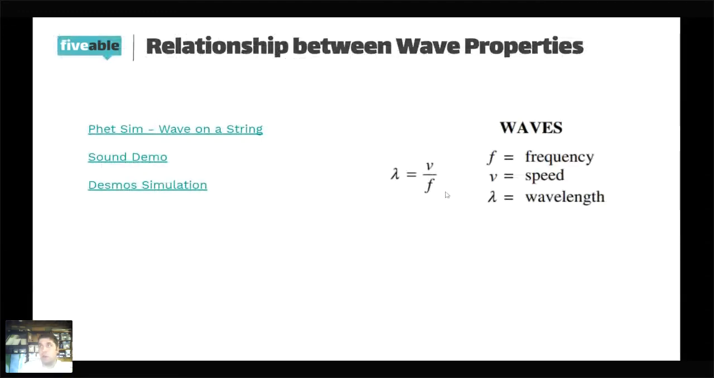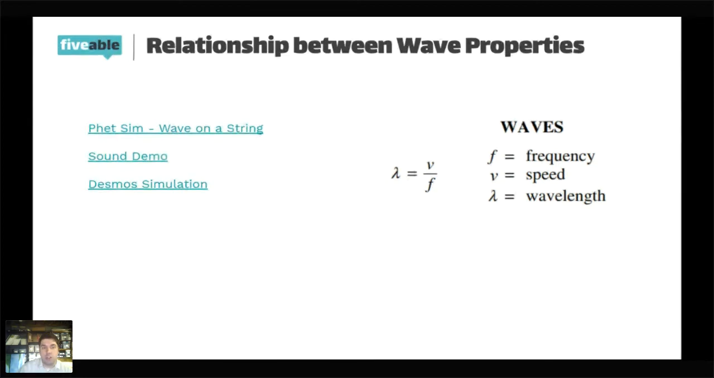Going back to our equation here, lambda equals v over f. If v gets smaller, the wavelength gets smaller, and the frequency doesn't actually change. And we saw that in the simulation. Let me go back to that for a second. Stop sharing. Share the simulation.